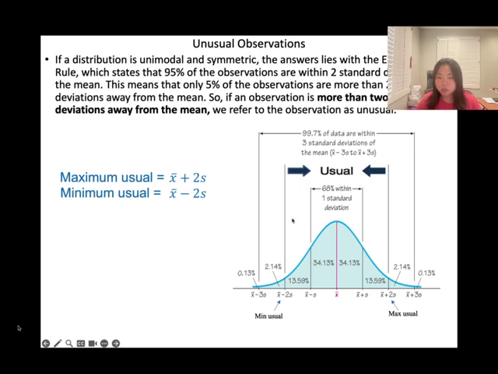Okay, any data within 2 standard deviations, that's 95%. We consider this a usual value. If the data is below the mean minus 2 standard deviations, this is unusually low. If the data is more than the mean plus 2 standard deviations, we consider this unusually high. I need you guys to remember these two formulas. Every time we're talking about unusual values, you're going to think about these two formulas. Okay, finding the mean and the standard deviation.